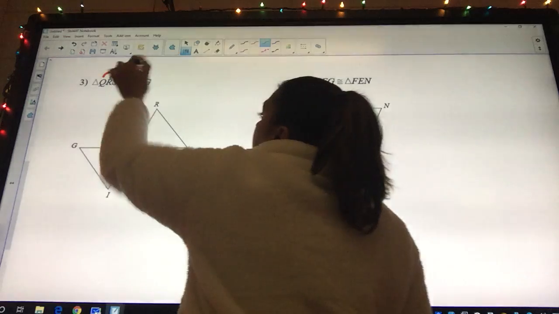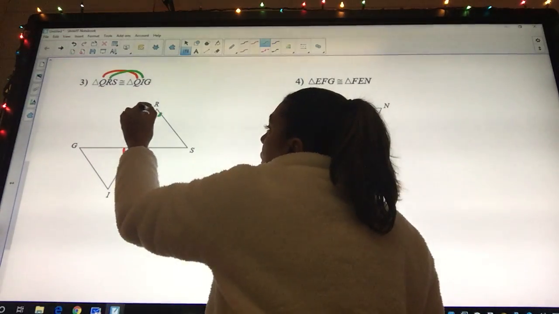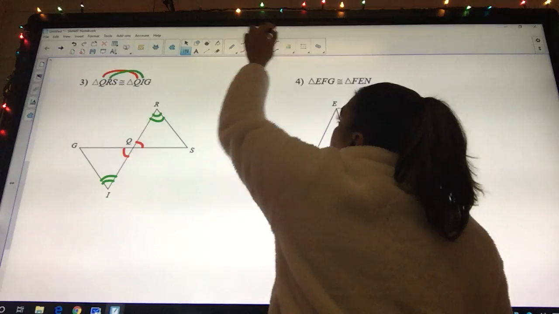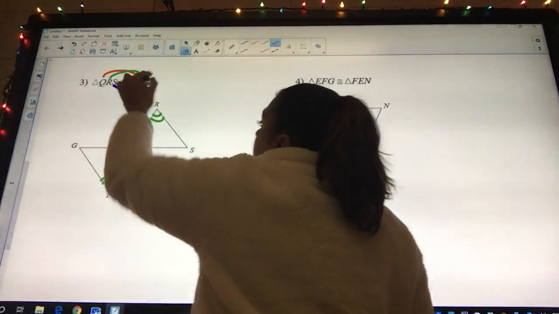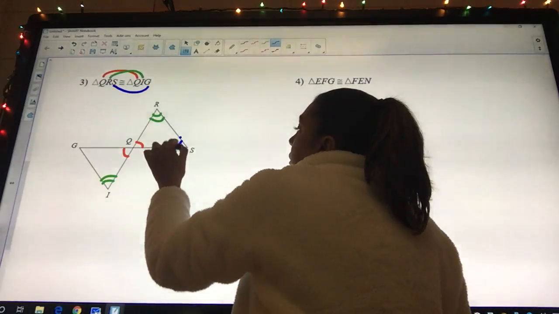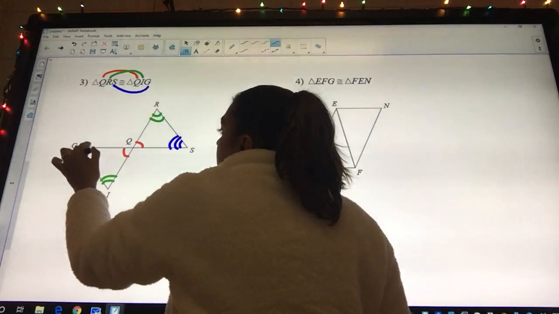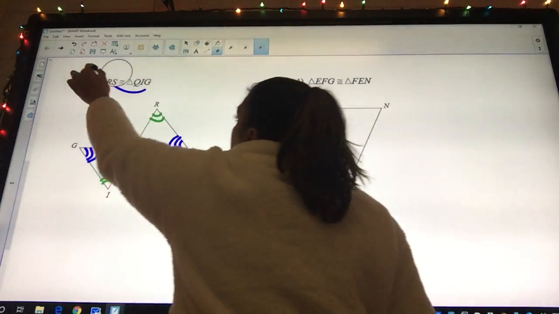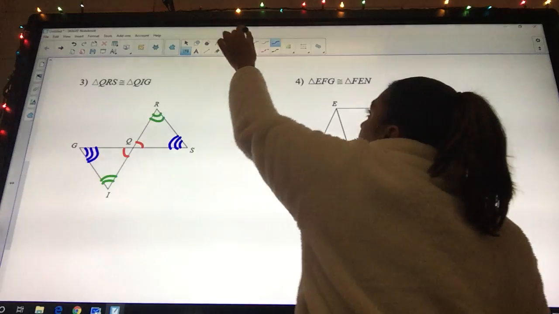R goes to I, so here's R, 1, 2. R goes to I, and then we have S to G. So 1, 2, 3. 1, 2, 3. Okay, and now we're ready to do the letter part.